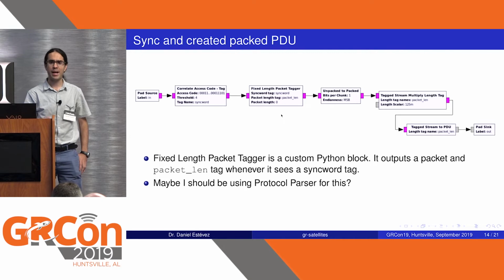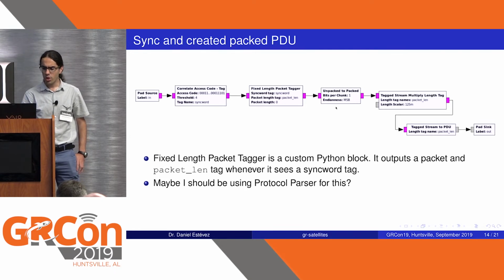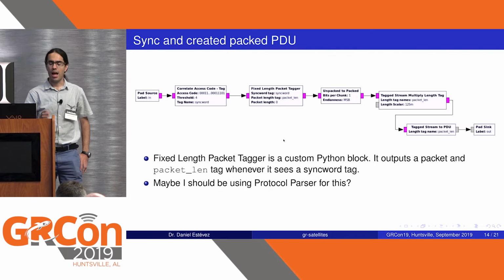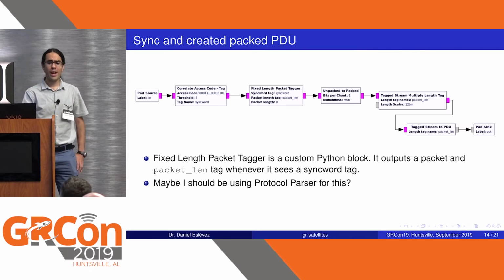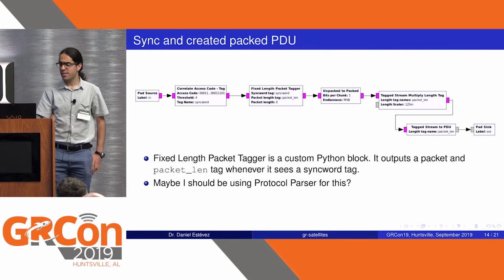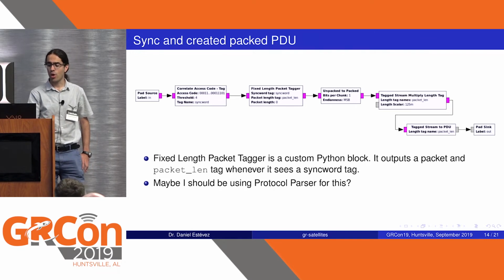But if you want packed bytes, so this is 8 bits worth of data in each sample, you can do this sort of transformation to pack the bits and also, of course, transform the packet length tag accordingly. So this is the way I came to solve this kind of problem several years ago, but I don't know, there are many other possible ways. Perhaps I should look into using protocol parser for this.